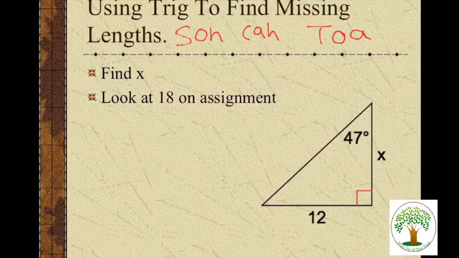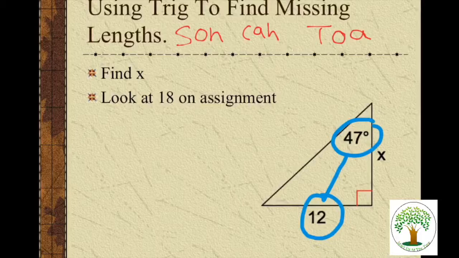Is the 47 the hypotenuse? It is that angle measure right there. We have an opposite and an adjacent. So are we using sine, cosine, or tangent? Tangent. That's correct.